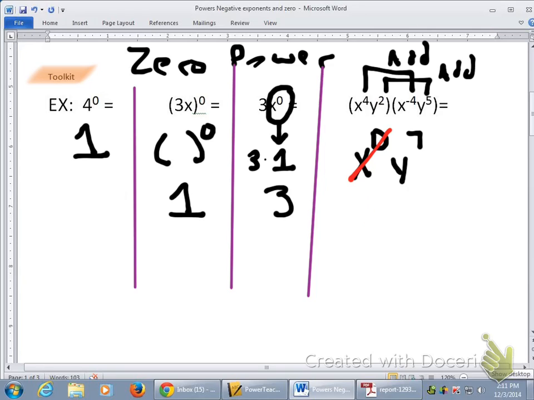Based off of our power rule from the other day, we end up with x to the 0, y to the 7th. Well, of course, this x to the 0 is just a 1. So I've got 1 times y to the 7th, which gives us plain old y to the 7th.